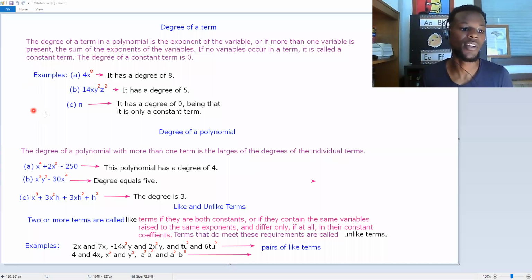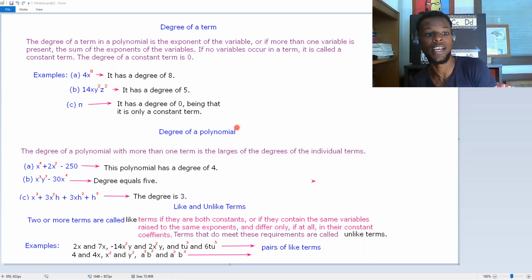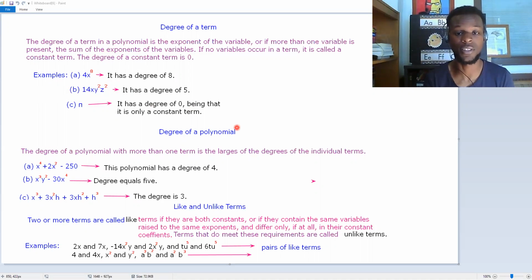Okay, now looking over here in these first three examples. In example A, we have 4x raised to the 8th power, or we could just say 4x to the 8th. The degree of that term is 8, again, because of the exponent that's on the variable. The exponent is 8, so that is the degree of the term.